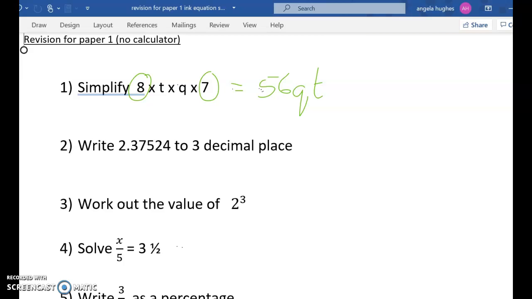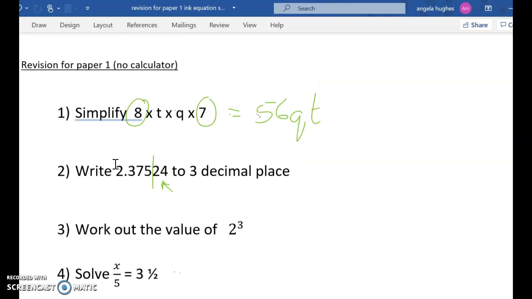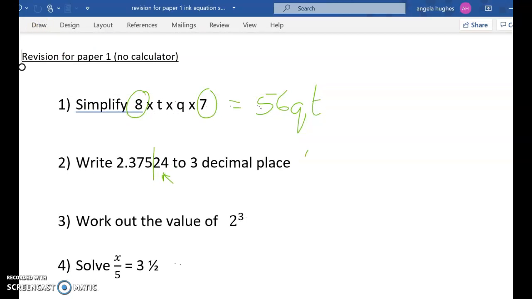Next type of question is rounding to 3 decimal places. So we're going to cut it off and we're going to decide whether we're going to round it up or leave it as 2.375, or as I said, round it up to 2.376. So you can see this 2 here. This will affect whether we round up or leave it alone. And because this number here, this 2, is 4 or less, we'll leave it as 2.375 to 3 decimal places.